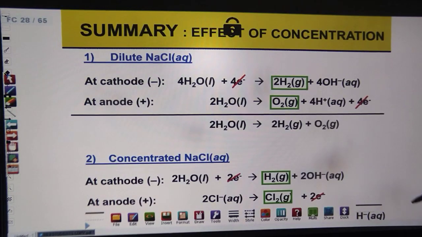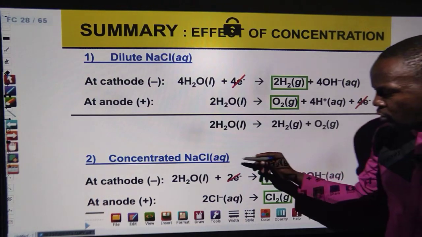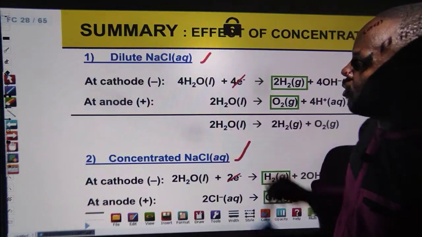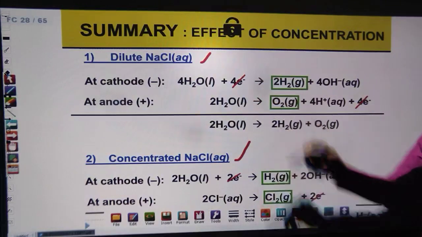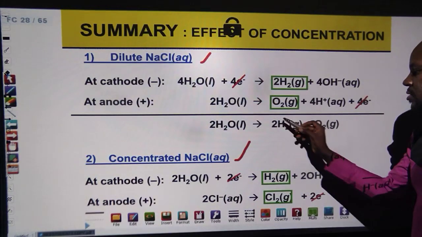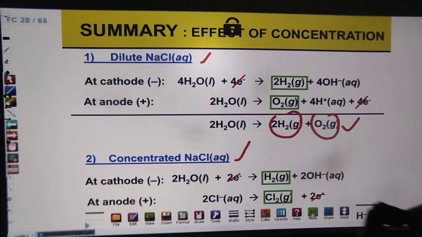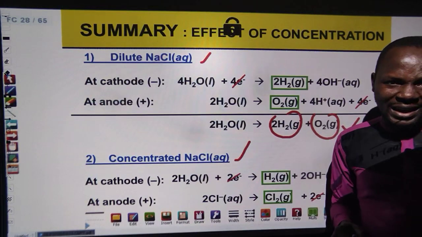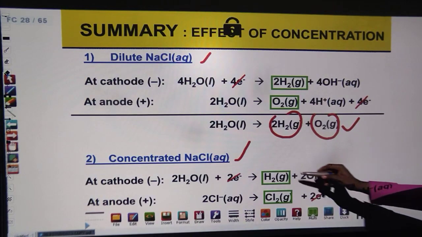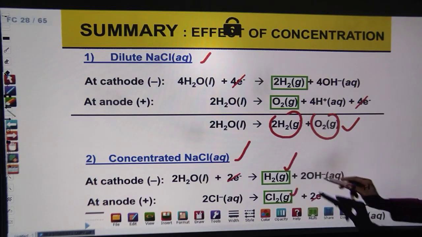So the summary on concentration that we've talked about, because you need to understand, these two will come out in your exam. Most examiners love this. If it is dilute, my dear student, oxygen and hydrogen is liberated. Simple. If it is concentrated, what did I tell you about concentration? Only the anion side. So here, hydrogen and chlorine are discharged.